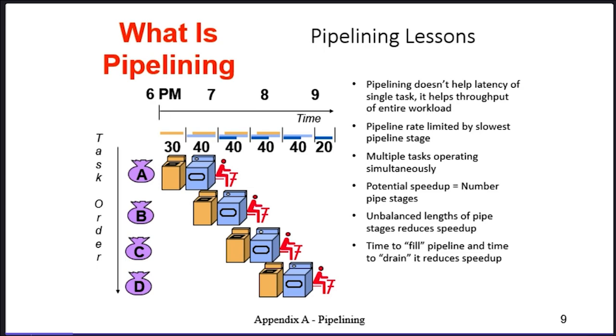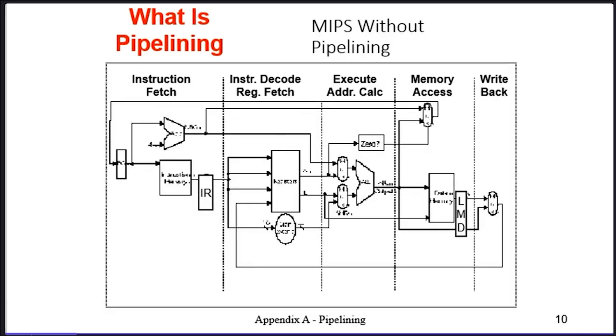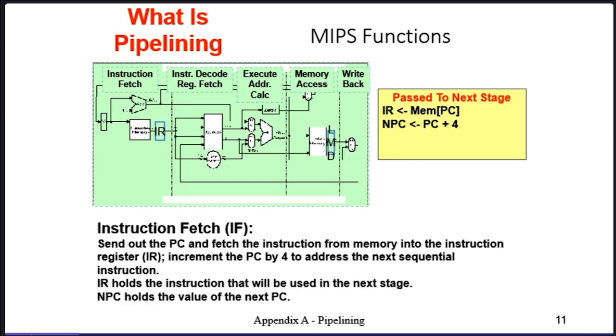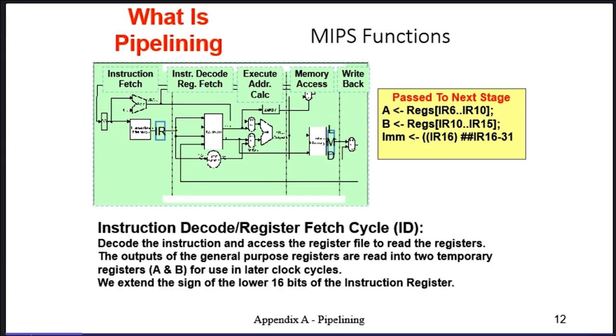Without pipelining, here's what the MIPS architecture looks like. Instruction fetch. The instruction is fetched from memory and placed in the instruction register. Instruction decode. The bits of the instruction are decoded into control signals. Operands are moved from registers or immediate fields to working registers. For branch instructions, the branch condition is tested and the branch address computed.